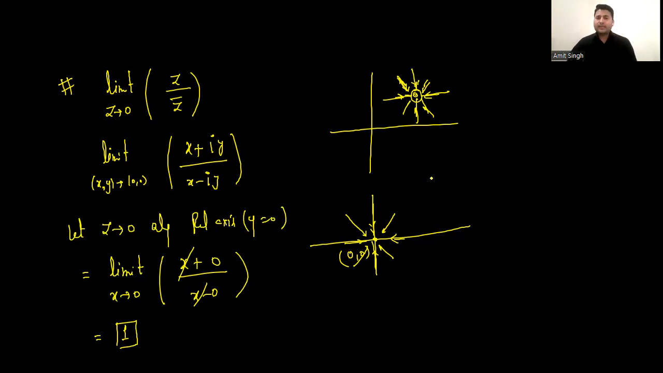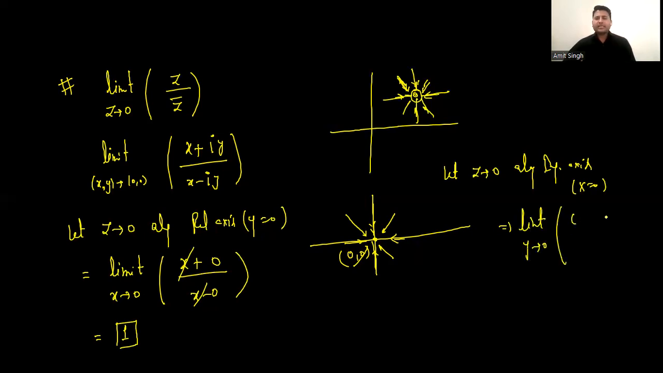Taking one more path, now let z be approaching 0 along the imaginary axis. Imaginary axis means that is the y-axis, and at the y-axis what do we have? x equal to 0. So put x equal to 0, what will I get? Only y is left over here, x is 0, so 0 plus iy over 0 minus iy. So what is left? iy gets cancelled out. How much is left? Minus 1.